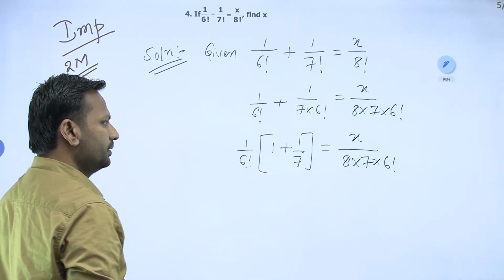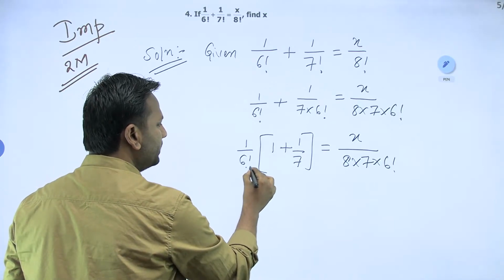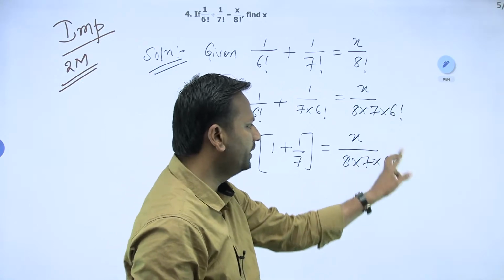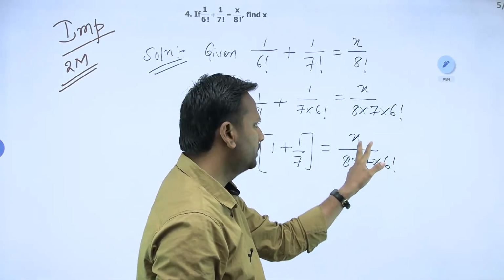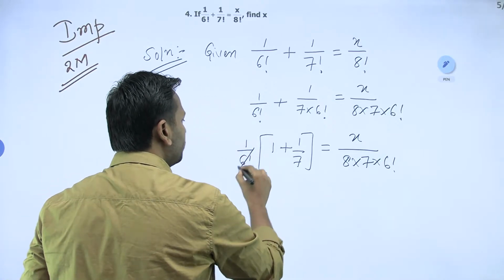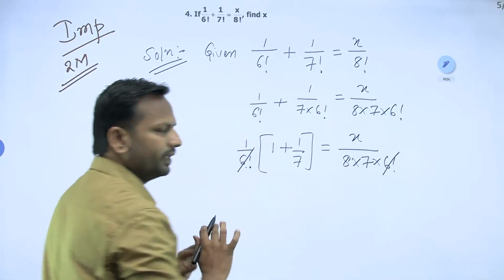Now you see, students, here what gets cancelled? 1 by 6 factorial. Here also 1 divided by 6 factorial. There is no 1 here, means x into 1 there, right? 1 by 6 factorial, here 1 by 6 factorial. Here 1 by 6 factorial gets cancelled.